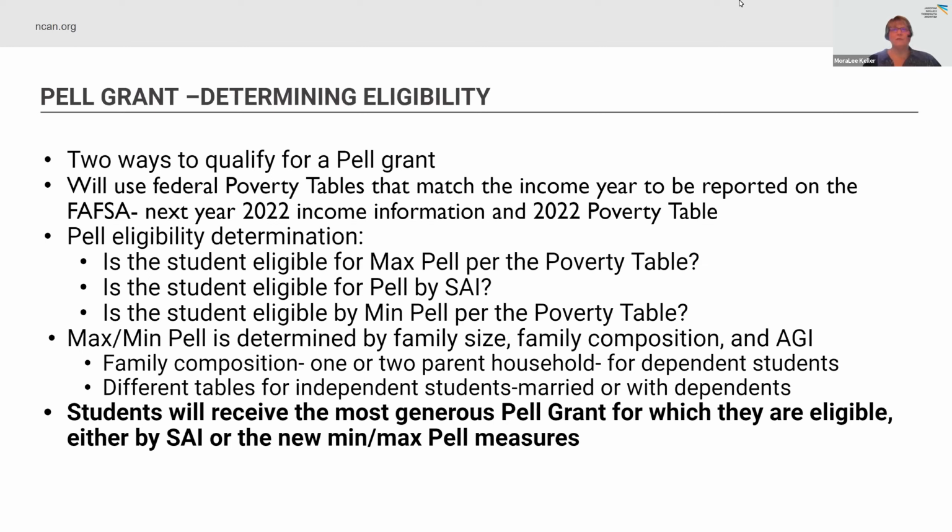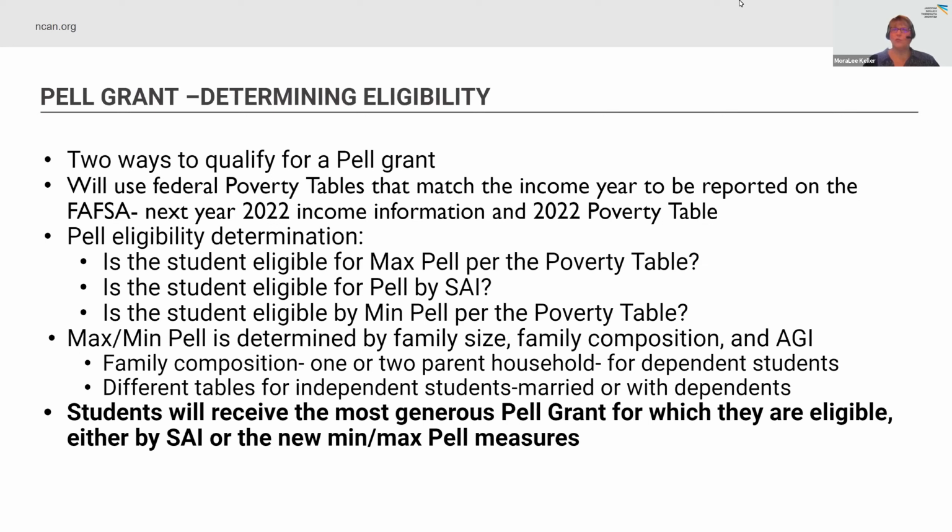So for a maximum Pell Grant, there'll be certain percentages of the poverty level based on the family size that will identify if that student is automatically eligible for a maximum Pell Grant. The same will happen on the other end of the spectrum. Perhaps a student may have an SAI that indicates that they're not Pell eligible, but their family income is within the grid established by Congress, and therefore the student might be eligible for a minimum Pell Grant.